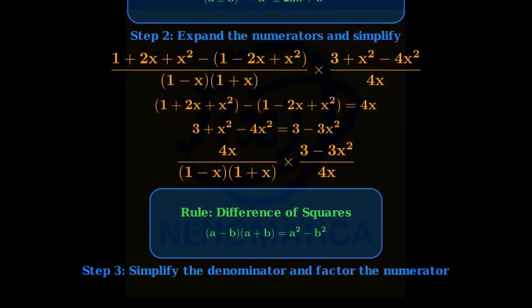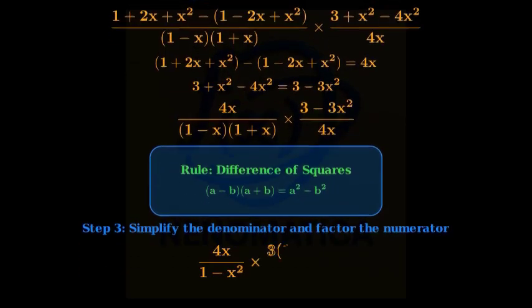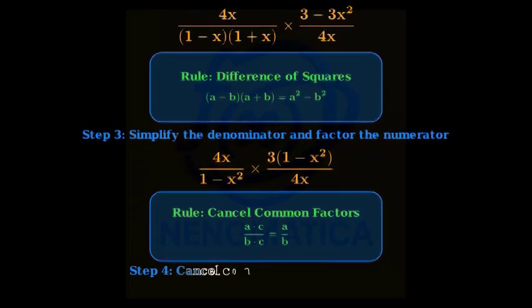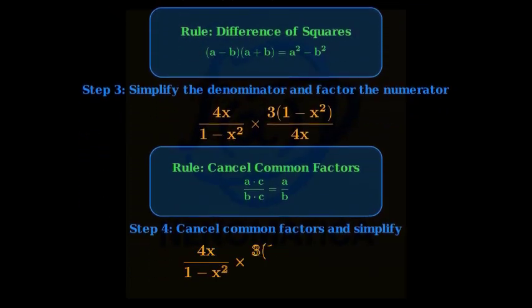Step 3. Simplify the denominator and factor the numerator. Notice that (1 minus x) times (1 plus x) equals 1 minus x squared, and factor 3 times (1 minus x squared) from the second fraction. Rule. Cancel common factors. If a common factor appears in numerator and denominator, we can divide both by that factor.